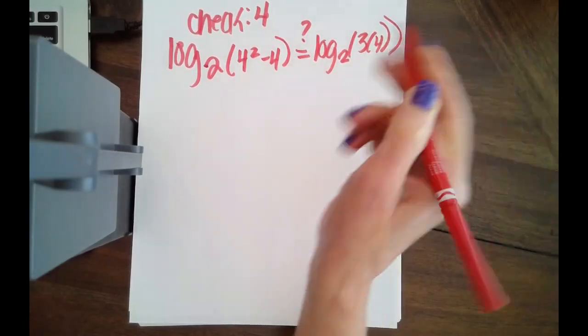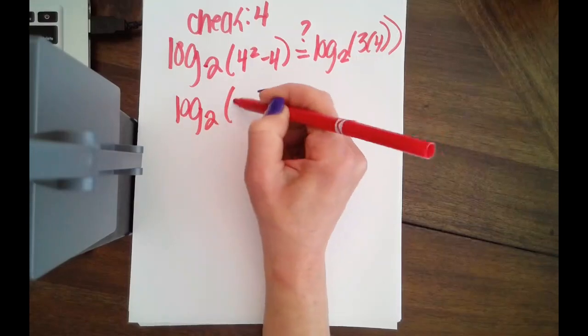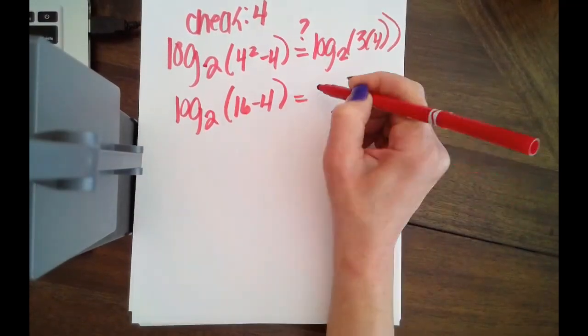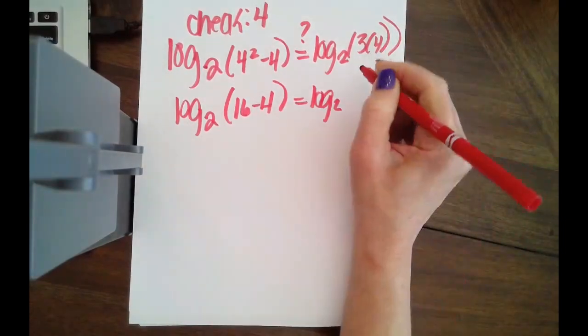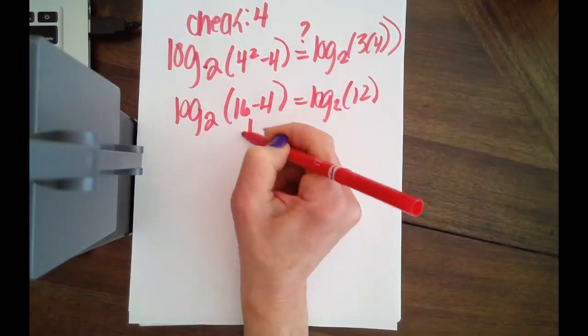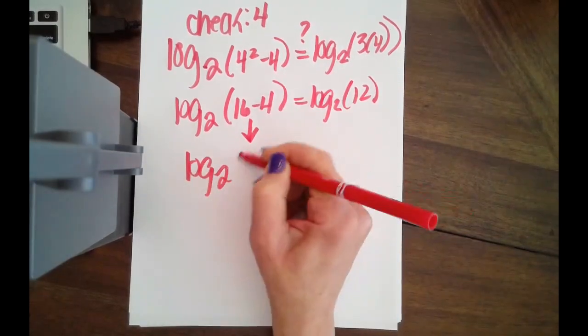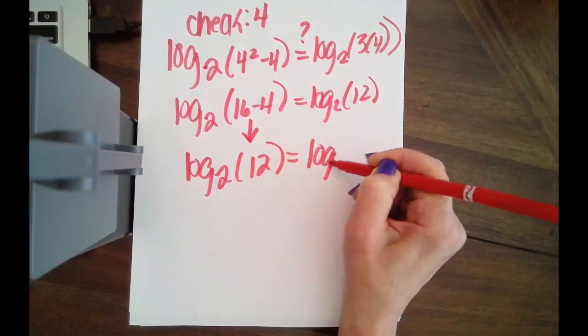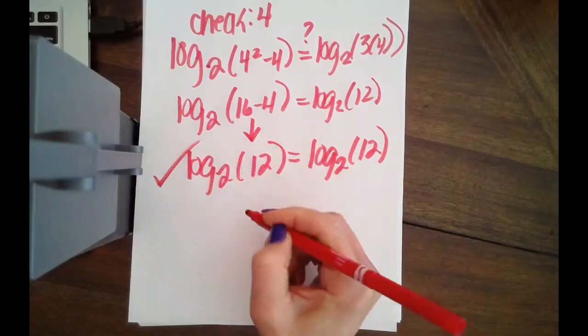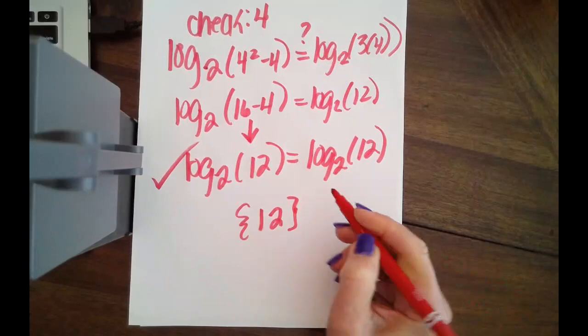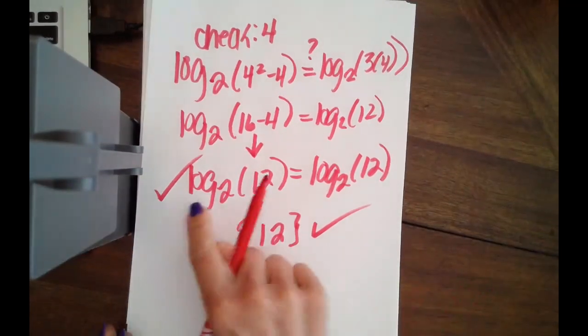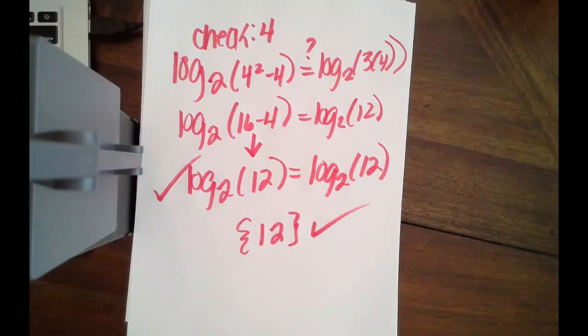So we're checking. Log base 2, well, that's going to give me 16 minus 4, and then log base 2 is going to give me 12. 16 minus 4 is positive 12, so log base 2 of 12 equals log base 2 of 12. Yes, so 4 is our only solution, because it worked. It balanced both sides, and it gave us a positive, non-zero block. So that was a quadratic, but again, you can see the importance of checking your answers. All right, let's move on to another example.